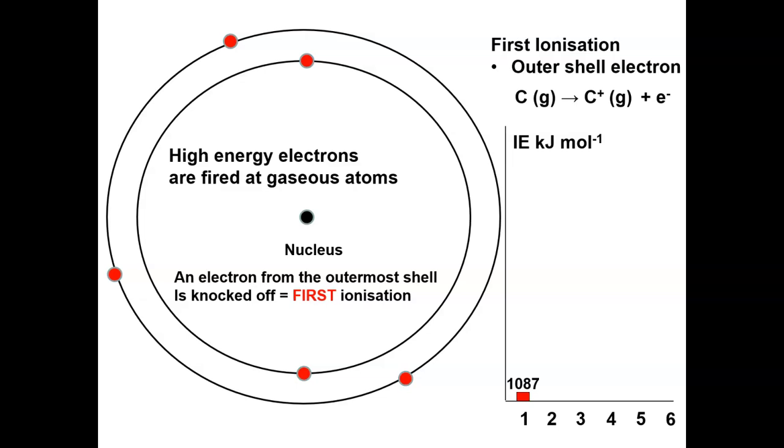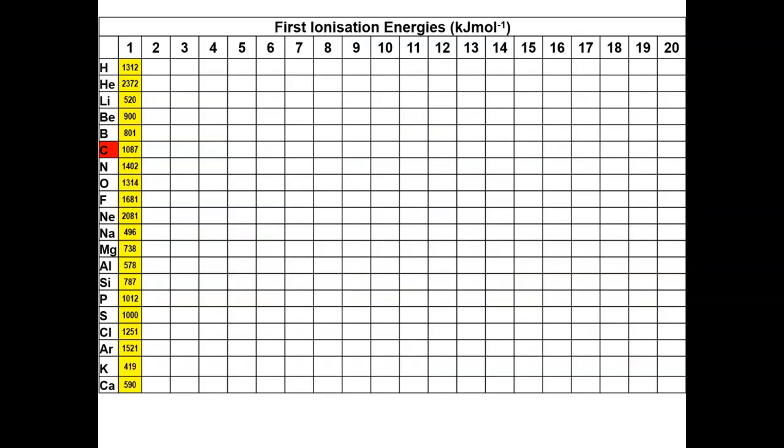1087 kilojoules per mole was what it required to remove that 1 electron, as you can see, carbon gas to carbon 1 plus gas plus an electron. When we do that for every single one of our batch of elements, let's say up to calcium, then we will get a value for the first ionization energies. And when we do get them, this is the table.